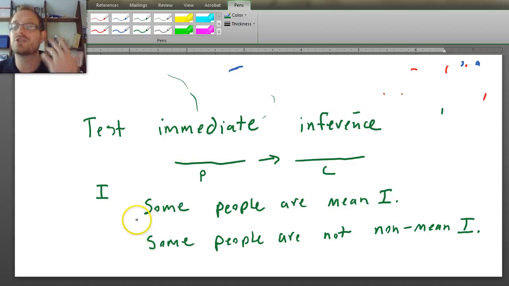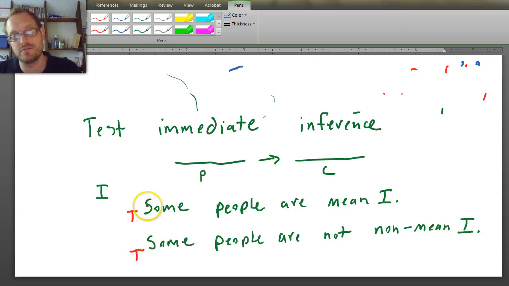Okay, since these are logically equivalent, if you made an immediate inference here, if someone said in an ordinary argument, which would be sort of odd, "Some people are mean individuals, therefore some people are not non-mean individuals," you could test the immediate inference and realize that all they've done is avert the statement. Since the truth value after it's averted is logically equivalent, that would be a valid immediate inference.